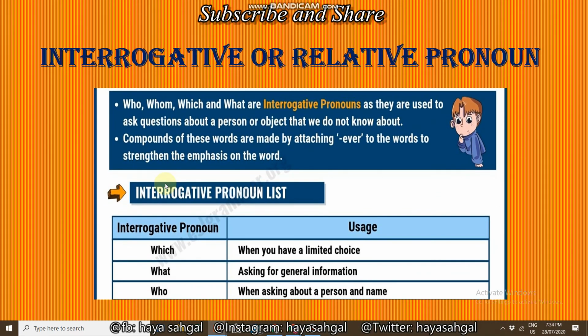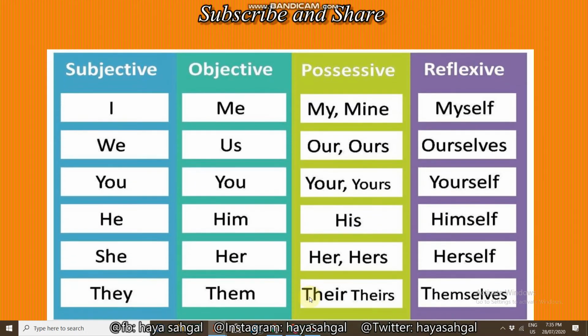Okay. Next, interrogative or relative pronouns. So interrogative is also called relative pronoun. As we know, interrogative is for asking questions. So here we have three common interrogative pronouns: which, what, who. These are examples. Which is used when you have a limited choice. What is used when asking for general information, and who when asking about a person and a name.